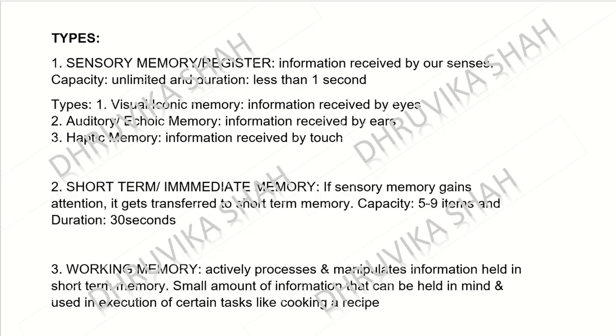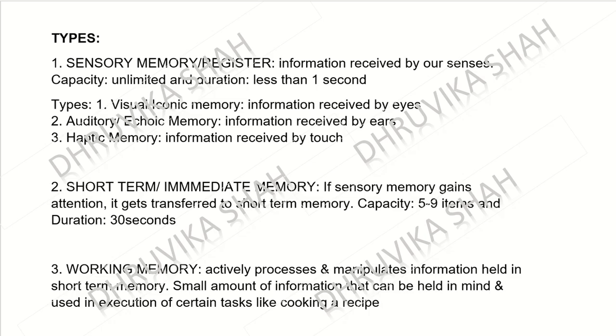Then we move on to the types of memory. There are many types of memory that we have been learning and hearing about. First is the sensory memory, also called the register memory, where we get information by our sensory organs, and this is for a very short period of time, less than 1 second.